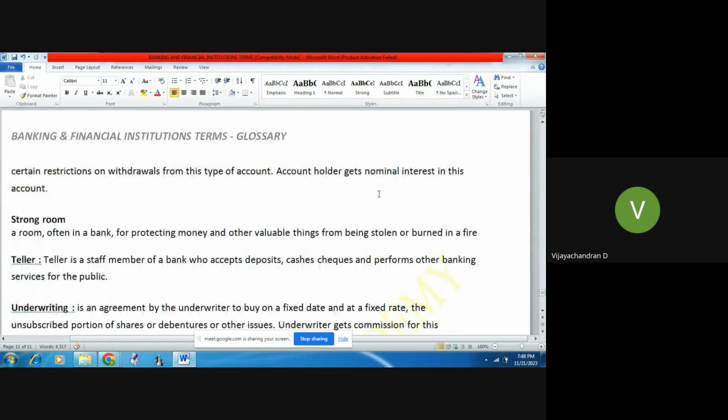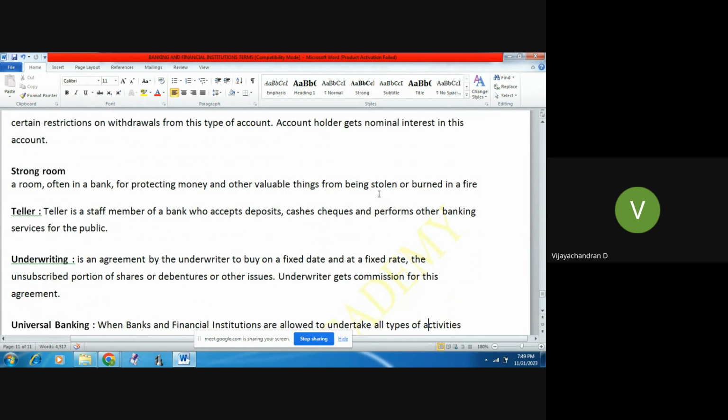Strong room is the safety lock. Teller, teller is a clerk. Teller means a clerk who accepts deposits, checks, and he performs other banking operations. So in the banking vicinity, you will be in the office. Who will do the lending or honoring of the check.